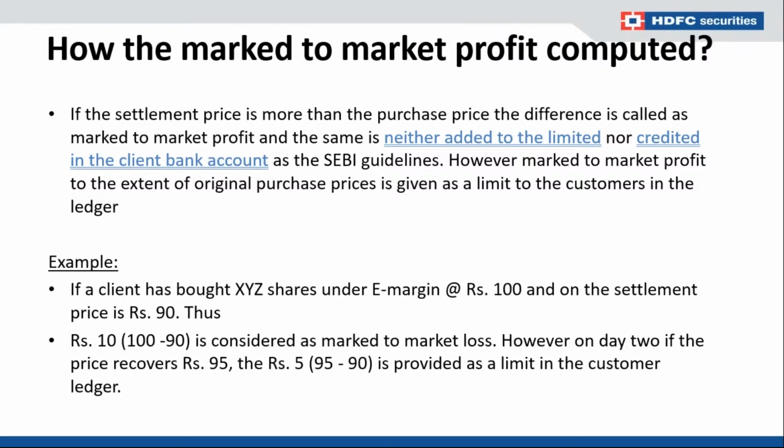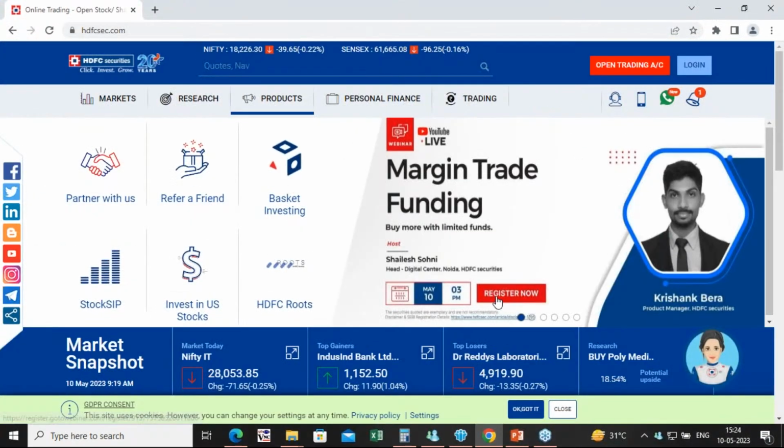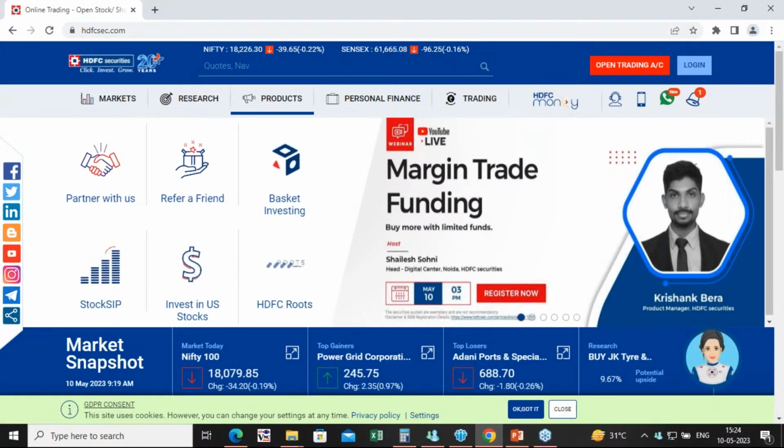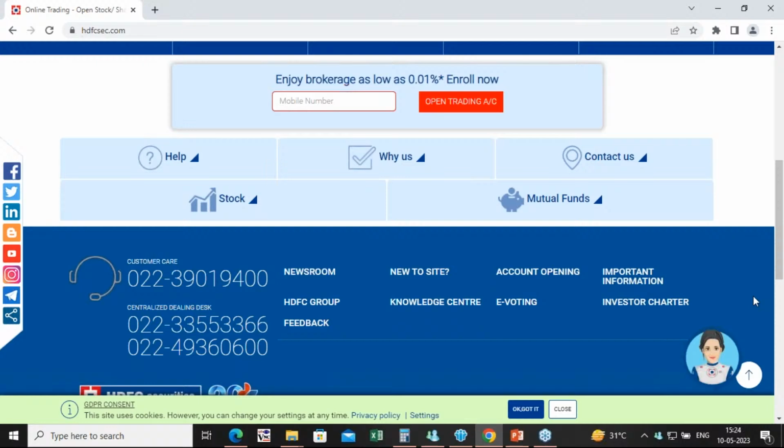Also, which stocks and ETFs are available in e-margin trading? So I will discuss that. I am moving to our HDFC Securities website, which shows which stocks are available for the e-margin. First of all, you have to go to the HDFC Securities site, that is our home website. After that you have to scroll down and click on Important Information.